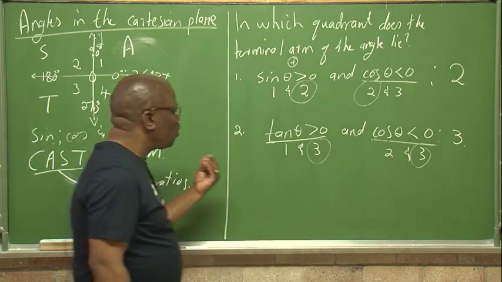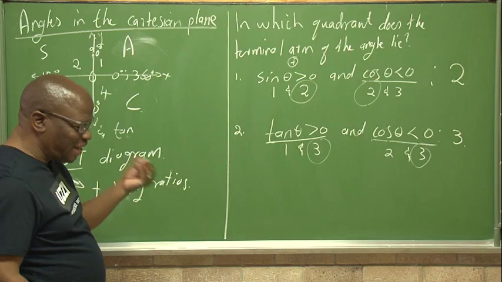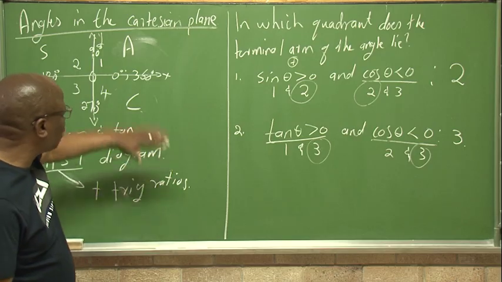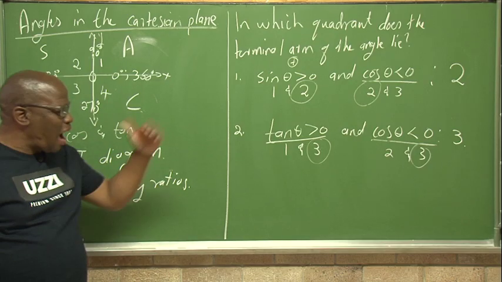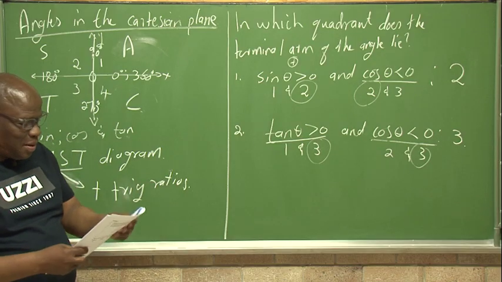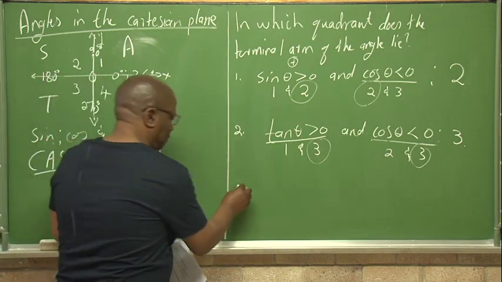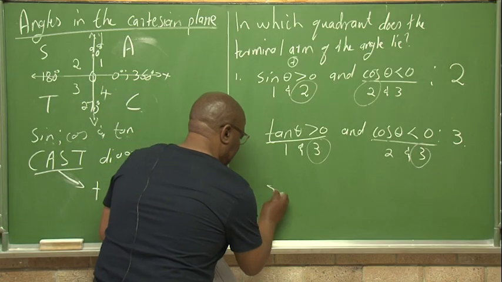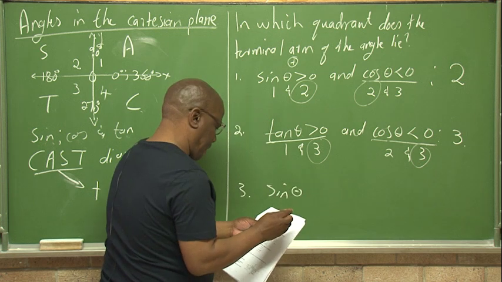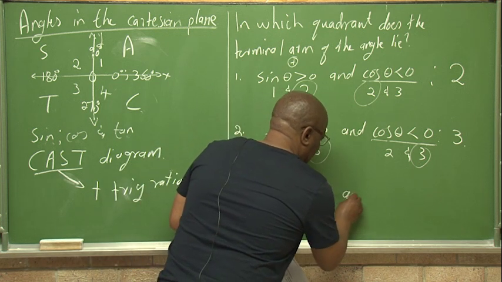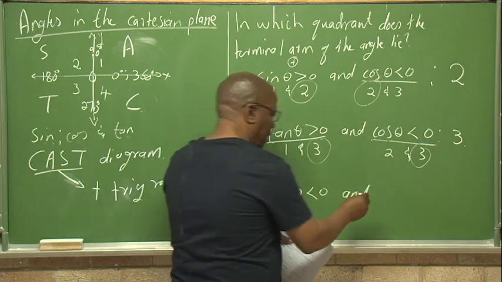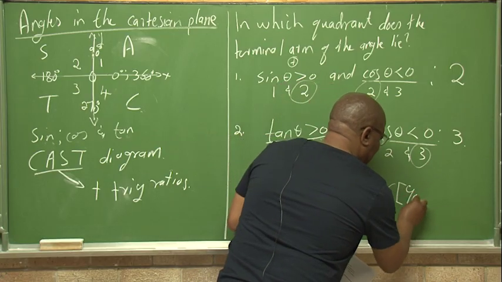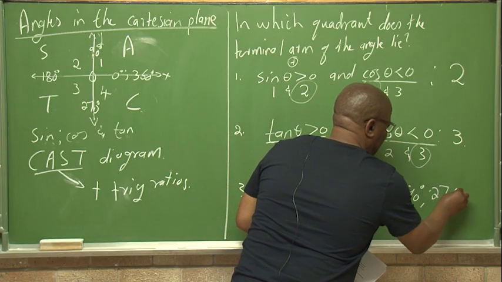As a grade 10 learner, you should be able to identify the quadrant in which the terminal arm of the angle lies. I did 2 examples to show you how to identify a quadrant. Maybe I should take you through the last one. Check this one. Sin theta less than 0 and theta should range from 90 degrees up to 270 degrees.